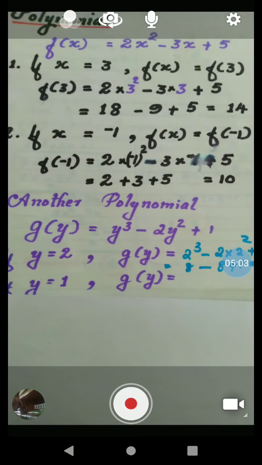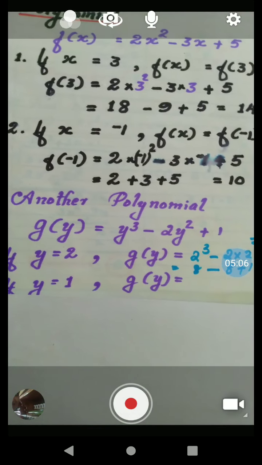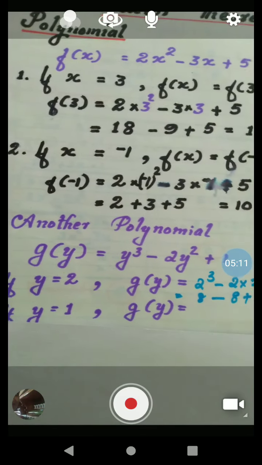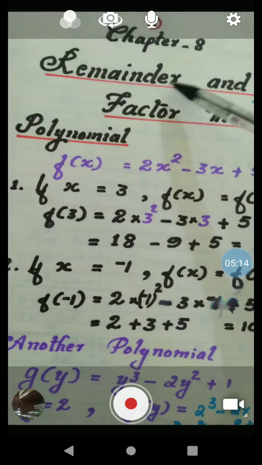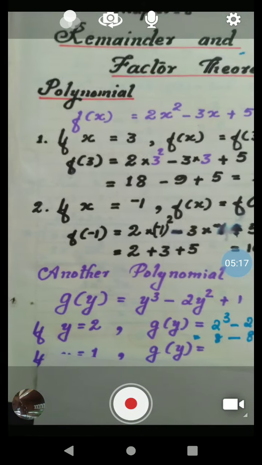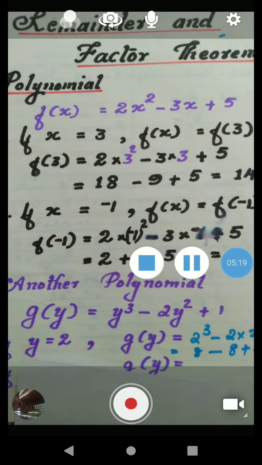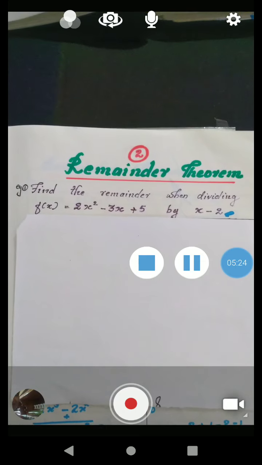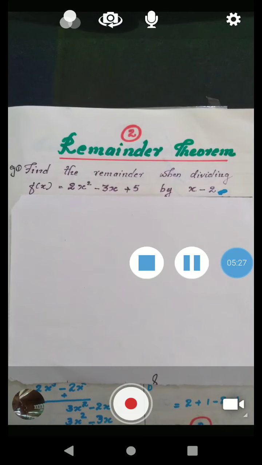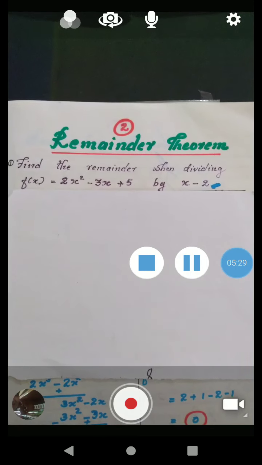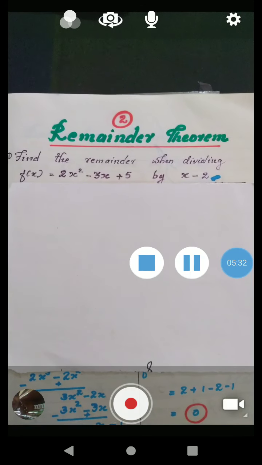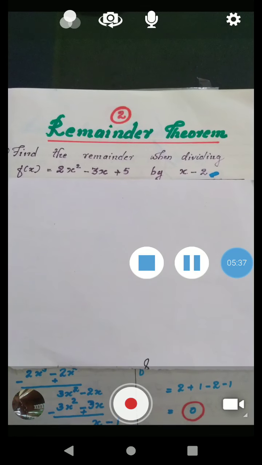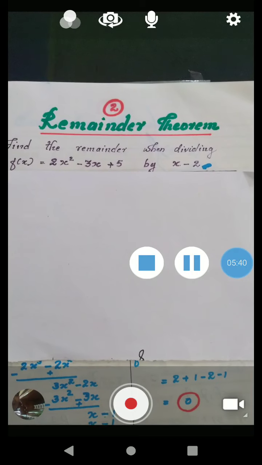Now, our aim is to study the remainder theorem and factor theorem. Consider one example. Find the remainder obtained when dividing the polynomial 2x square minus 3x plus 5 by x minus 2. There is the question.